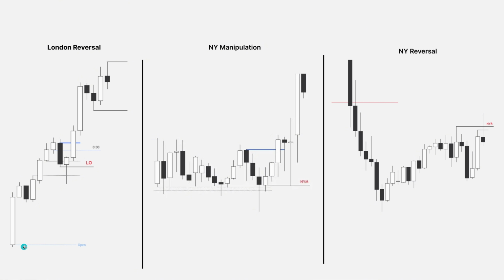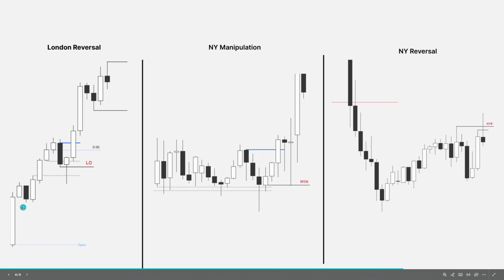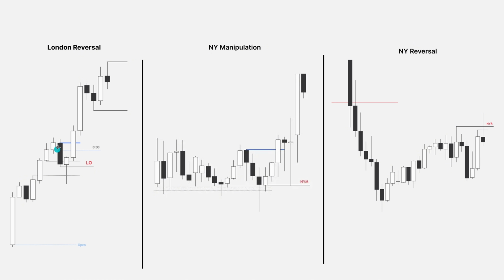We see the open. This means that the daily candle opened right here. This is the wick, opened and kept going up, up, up. Alright, created a fair value gap. Now with London, we see that London tapped into a 1 hour PD array. Then it started displacing higher, creating a change in state of delivery.